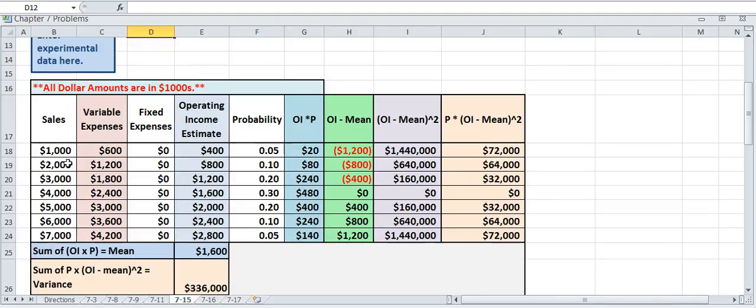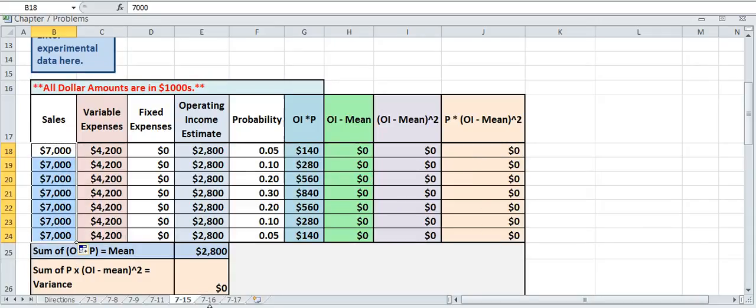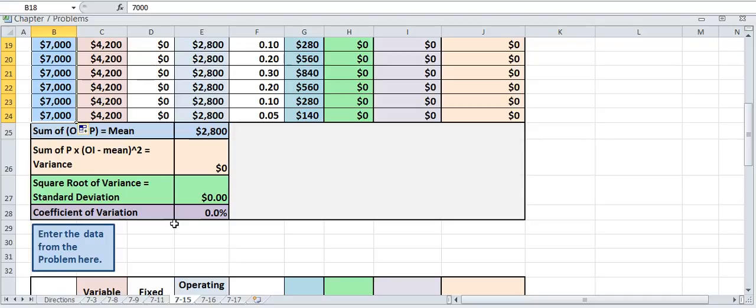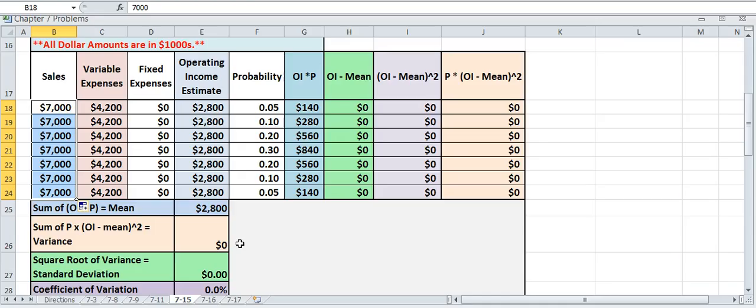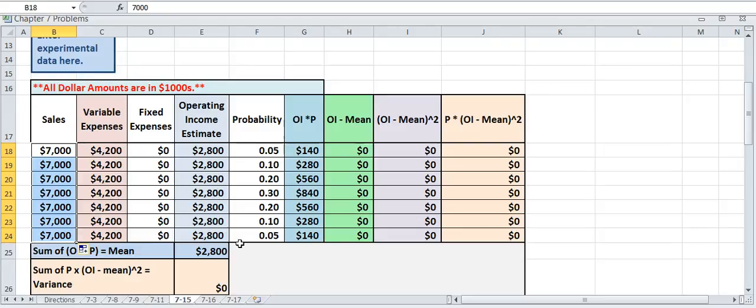So for example, if we knew that our sales were for sure going to be 7 million, and I'm saying 7 million because all these figures are in thousands, so this is 7 million. If we didn't have any volatility at all, then our coefficient of variation would be 0. We would have no business risk whatsoever.